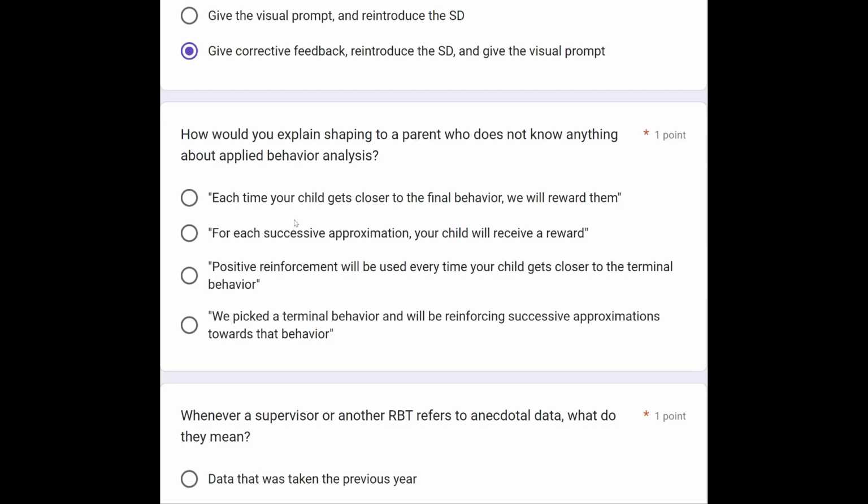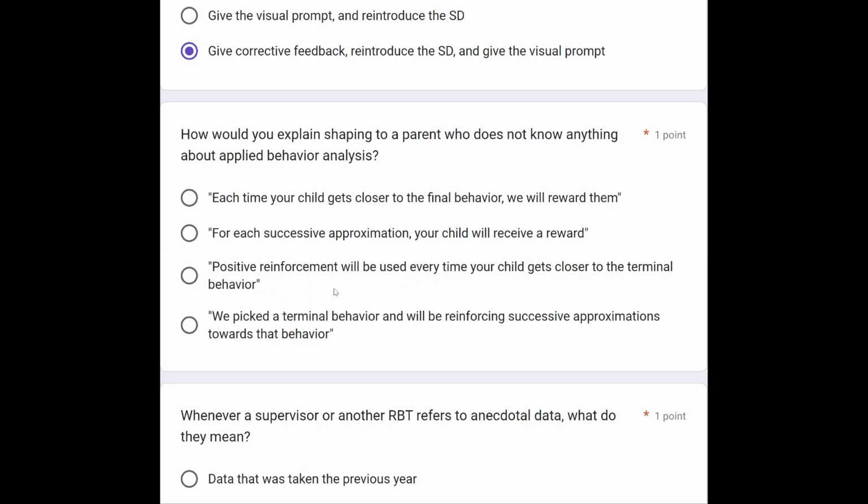So each time your child gets closer to the final behavior, we will reward them. That sounds exactly like what we're talking about. Each time your child gets closer, approximations, to the final behavior or terminal behavior, we will reward them, reinforce. Anybody can understand that. This is a really good, simple explanation of shaping. B, for each successive approximation, stop right there. Do they know what a successive approximation is? Probably not, right? That is jargon, that's technical. Avoid that.